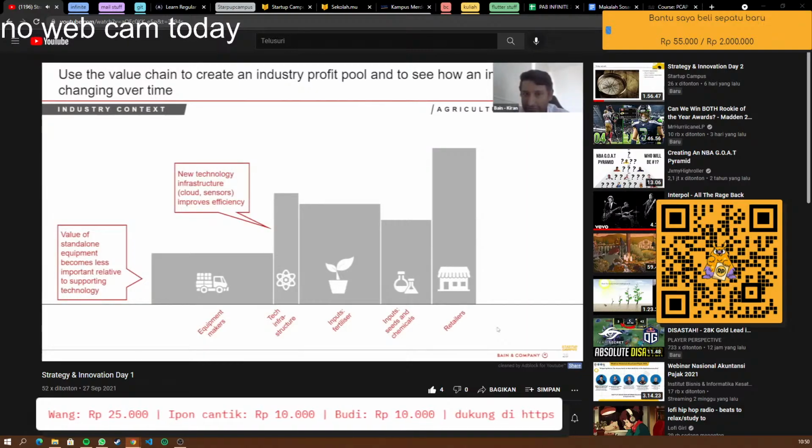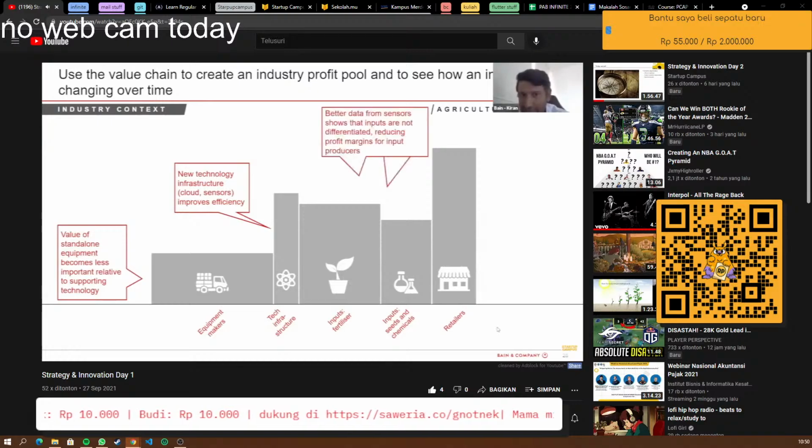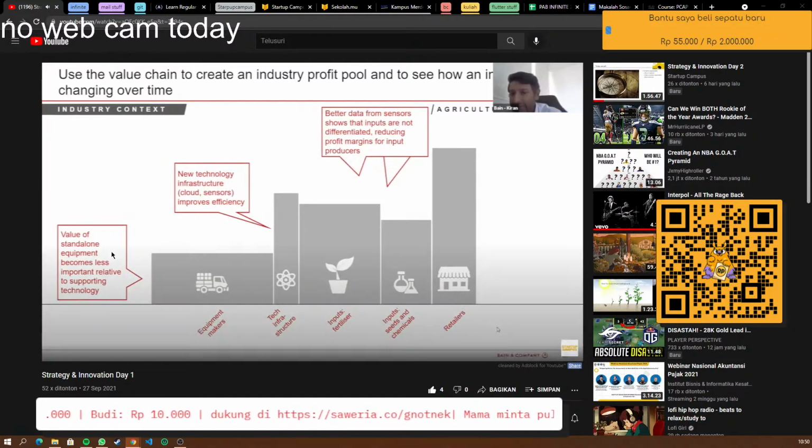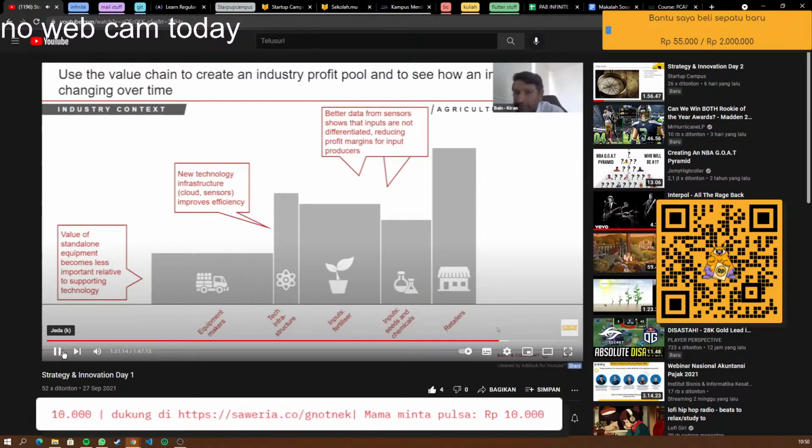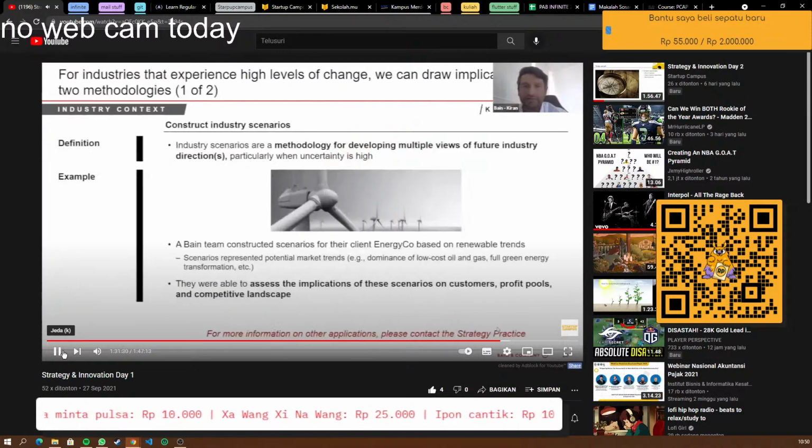The new technology infrastructure is going to become more and more important because it provides immediate efficiency and it's significantly reshaping that industry. Better data now from that sensor, it's not differentiated, right? So it reduces the profit margins for those that are input for the producers. So understanding exactly what that shift in the value chain is and how it impacts your revenue pool becomes a critical element for you to understand and define what the strategy is.